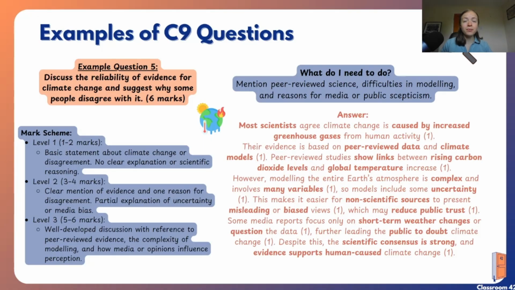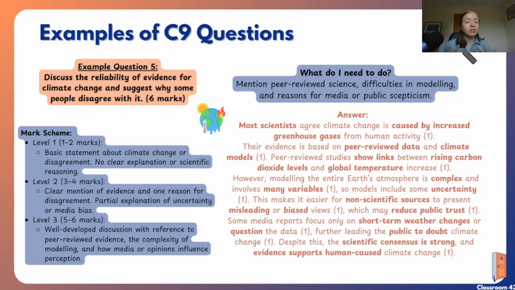So here's an example: most scientists agree climate change is caused by increased greenhouse gases from human activity. Their evidence is based on peer-reviewed data and climate models. So we're talking about our peer-reviewed science there, and peer-reviewed science shows links between rising carbon dioxide levels and global temperature increases. And that shows links is really important because, as we'll go on to say, modelling the Earth's atmosphere is complex and involves many variables.